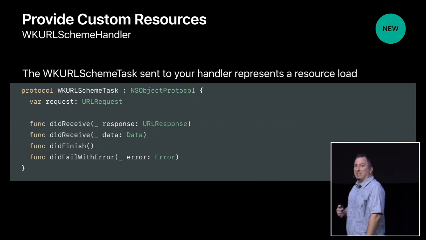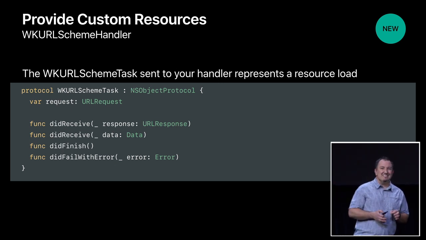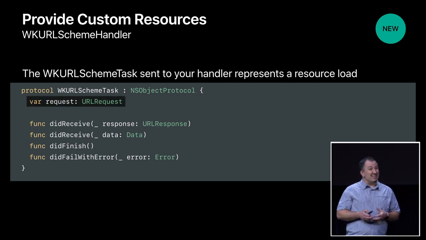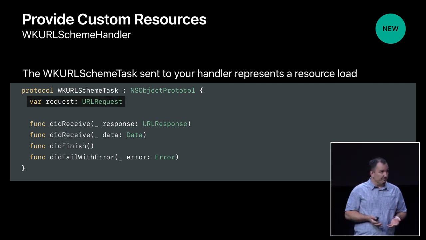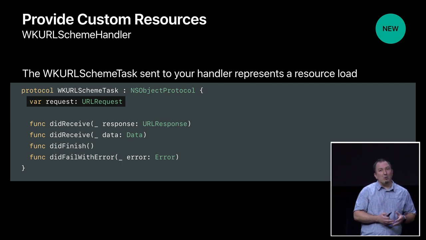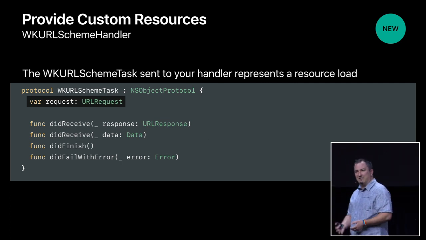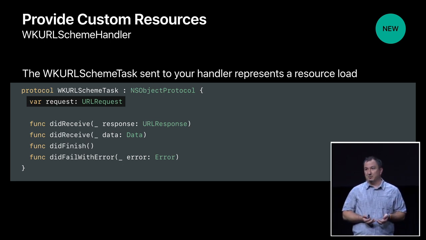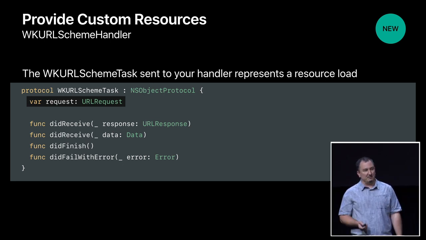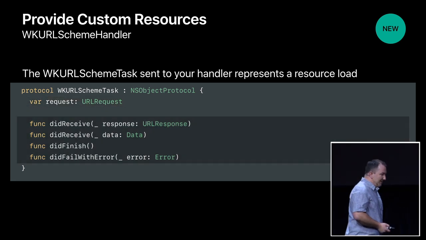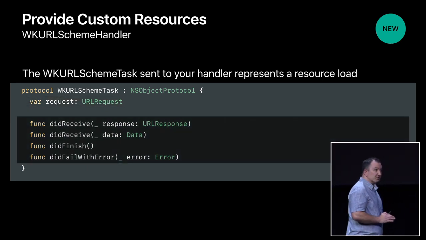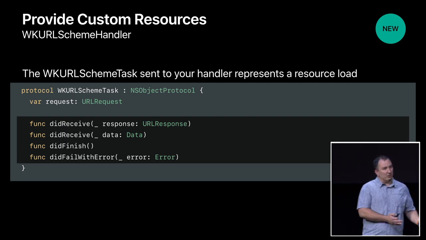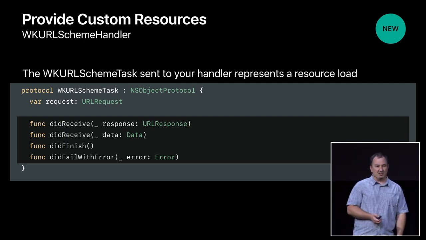So what is that WK URL scheme task? Each task sent to your handler represents a specific subresource load. The task contains the URL request object. This is the same information that would go out to an HTTP server if this request was going out onto the network. It includes a lot of little bits of data about the resource, but very importantly, the URL itself. And then the task has four straightforward methods for you to communicate loading progress back to WebKit for this particular resource.